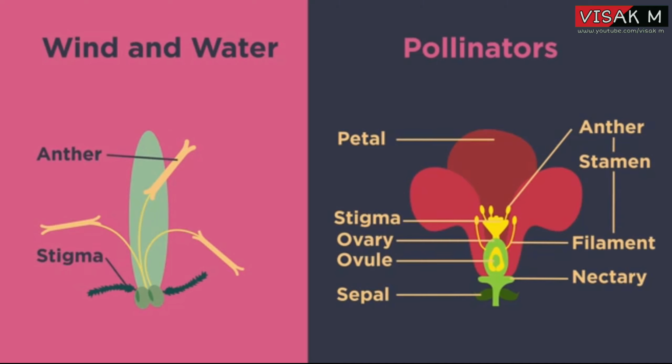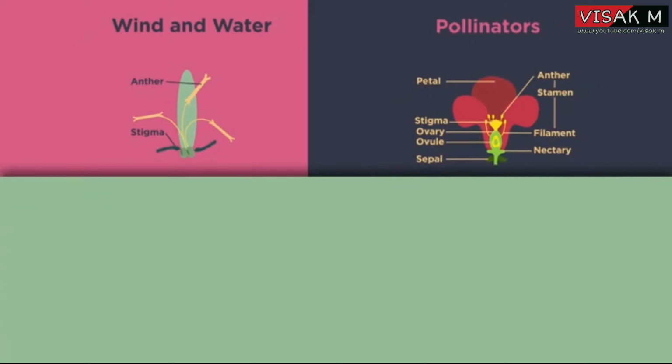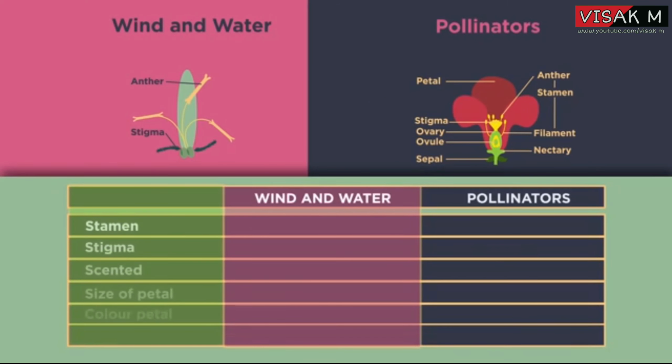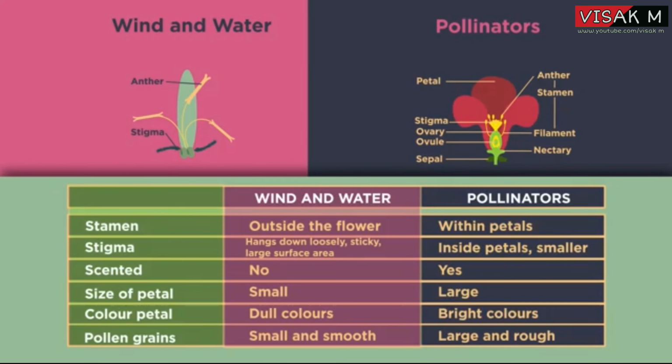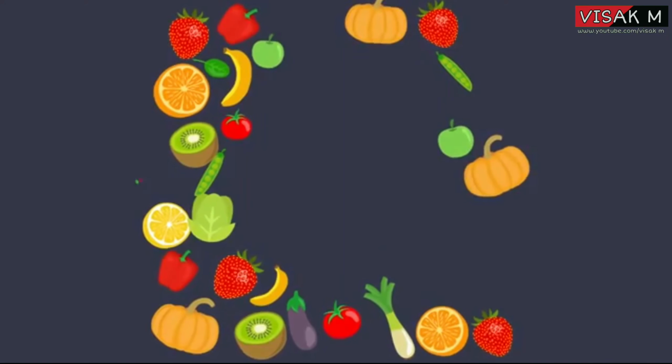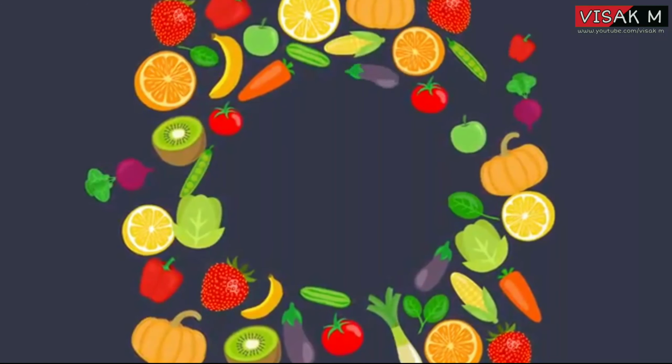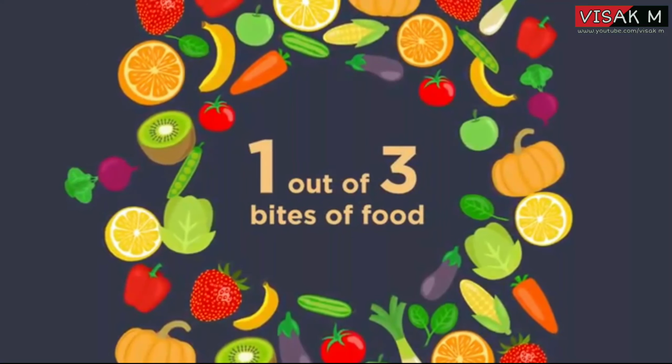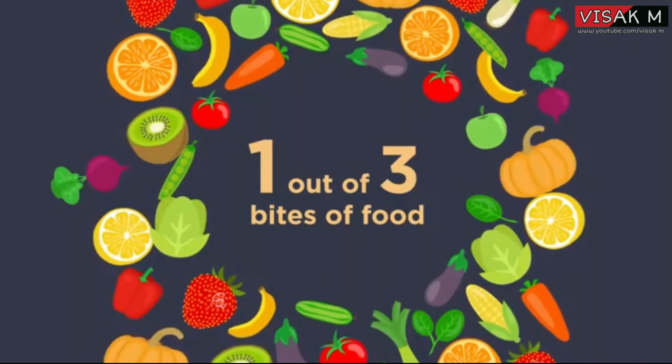Look at the differences in size, scent, and color of the petals, and the positioning of the stamen and style. Here are some key differences. Why do you think they are different? Did you know that pollinators are very important to our food supply? They pollinate plants that are responsible for bringing us 1 out of every 3 bites of food.